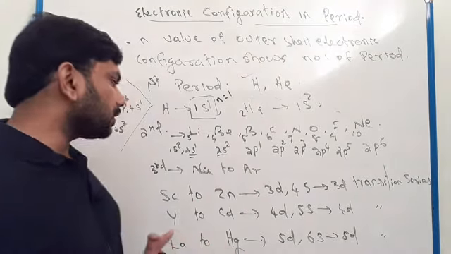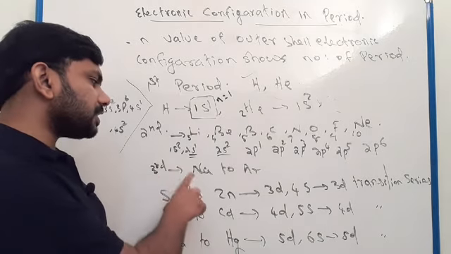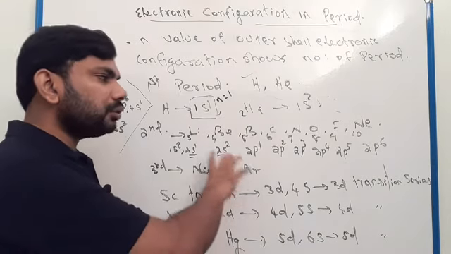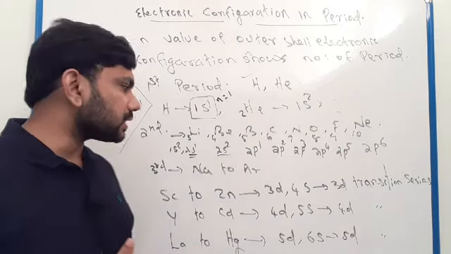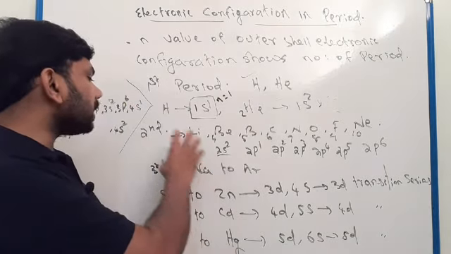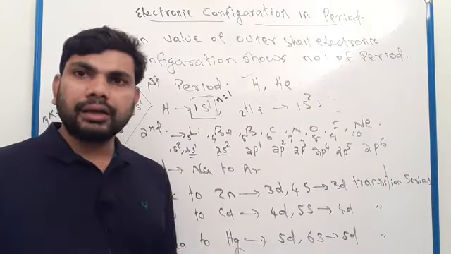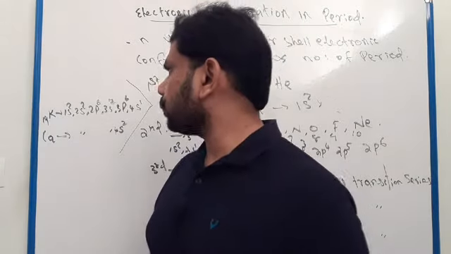So all these are in the second period. Clearly, when you check the third period elements starting from sodium to argon, you can check the outer shell electronic configuration and understand all these elements are in the third period. Clear?